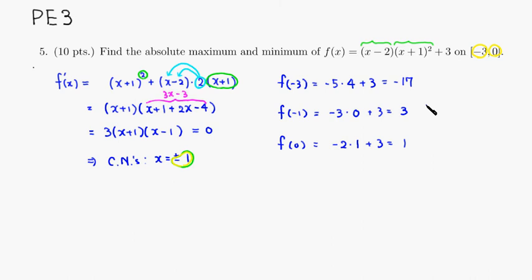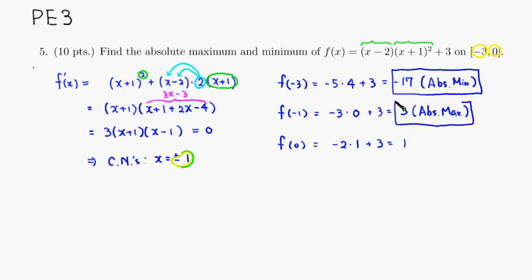Then we know what the absolute minimum is. The smallest value is this one, so this is the absolute minimum value. Then the largest value is this one right here, the absolute maximum, which is 3. All right, that's it. I hope that this was clear.